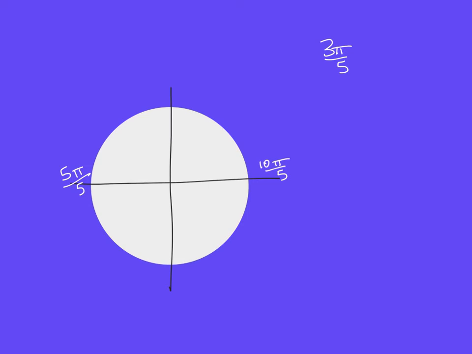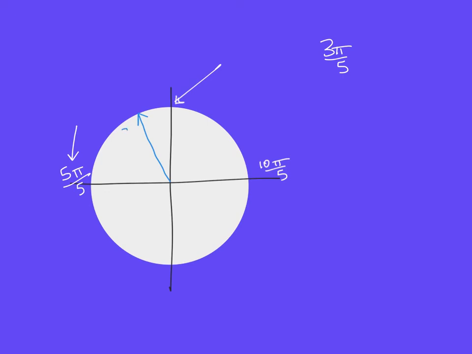Okay, so then what's this top one? Right? What's half of 5 pi over 5? Well, it's like 2.5, right? Half of 5 is 2.5. I'm not going to write that, okay? Because 2.5 over 5 is a complex fraction. It's gross, it's ugly looking. It's not mathematically correct. But I know that 3 pi over 5 is more than it.